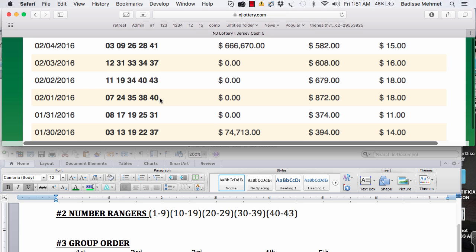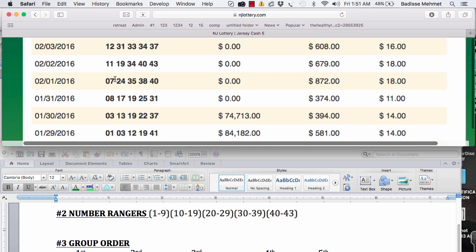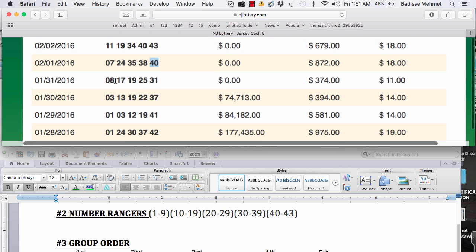Now let's do another one. Let's do one more. Okay, look at this one. This one has 1 to 9, okay? Then the second number is from 20 to 29, right? And then here, two numbers are from 30 to 39, and then the fifth number is 40 to 43. Let's do one last one, okay? So you get the idea.